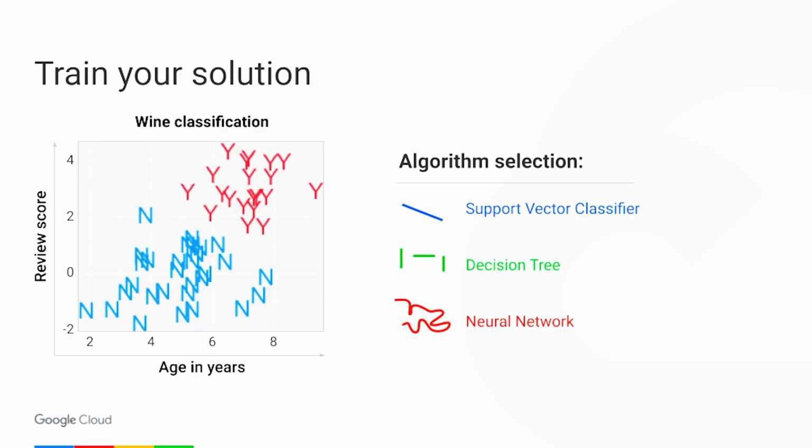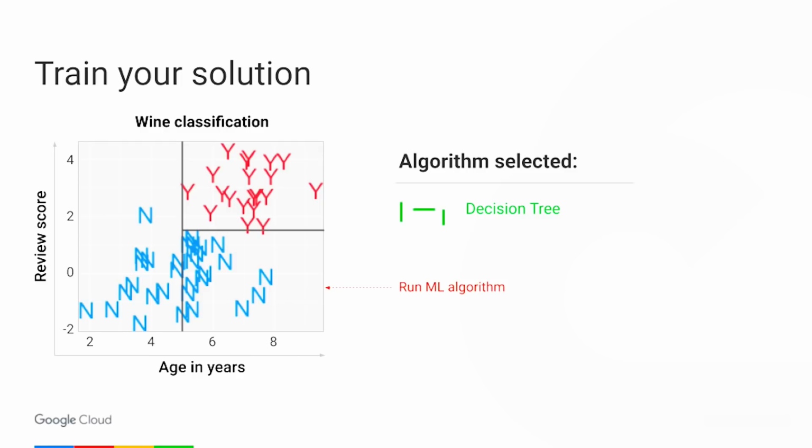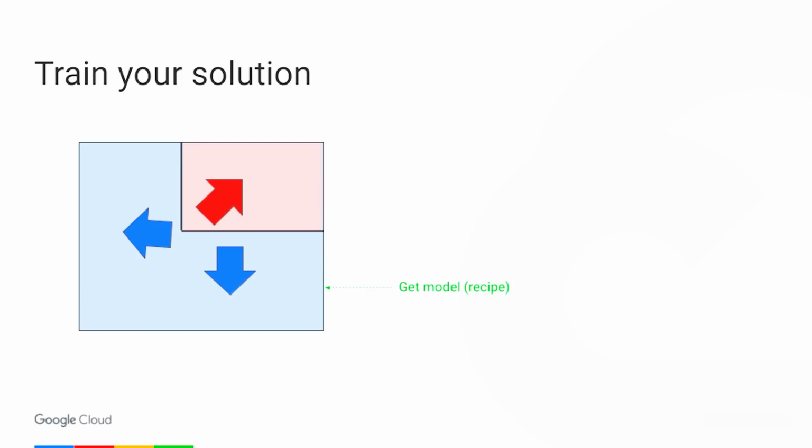But we could have chosen a different algorithm. There we go. Let's pick the tree and run that thing. Here is our recipe. And that's a different recipe from the previous one, right? And in comes a new bottle of wine. Blue.